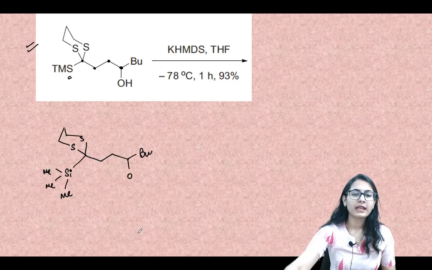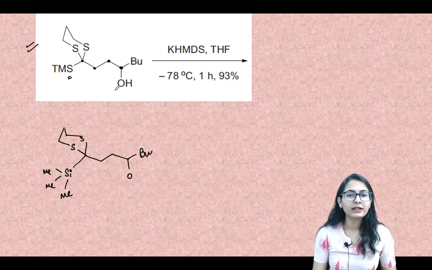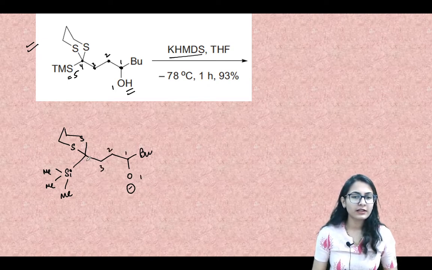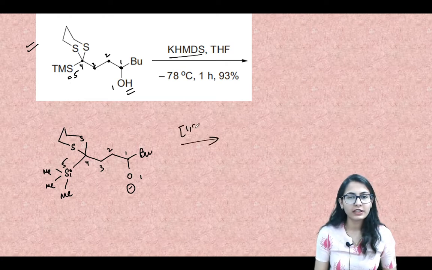Similarly, what are we going to call it, guys? 1, 2, 3, 4 and 5. Yes, once again, let's see. There is a base. Alright, the base is going to take away this proton. Now I'm writing O minus directly. So it is 1, 2, 3, 4 and 5. It is going to be the 1,5 group rearrangement.